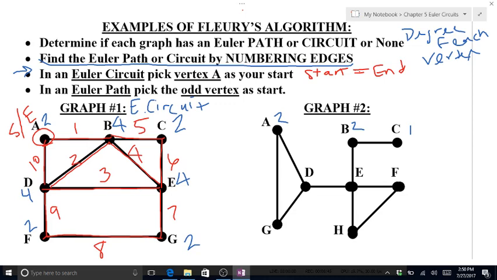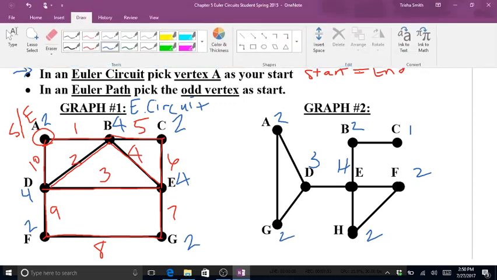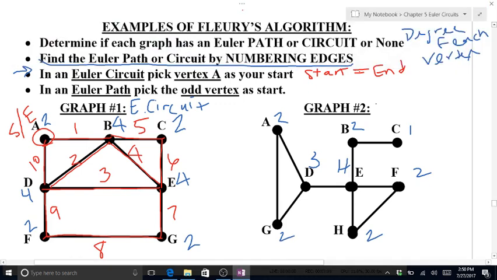Let's see if we have a path. D is 3, E is 4, F is 2, H is 2, and G is 2. So I've got 2 odd degrees. So this should be a Euler path.